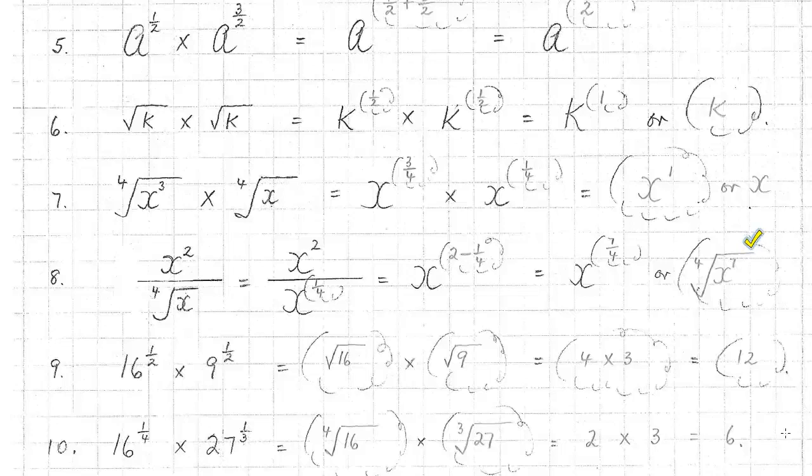All right, 16 to the power half means the square root of 16. 9 to the power half means the square root of 9. Square root of 16 is 4. Square root of 9 is 3. 4 3s are 12.